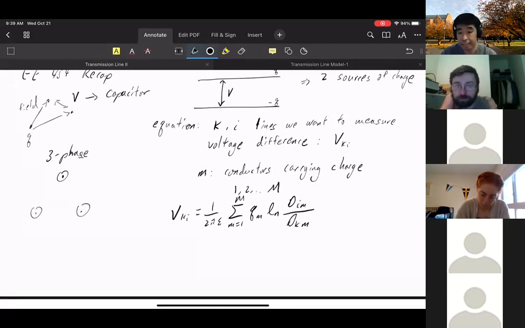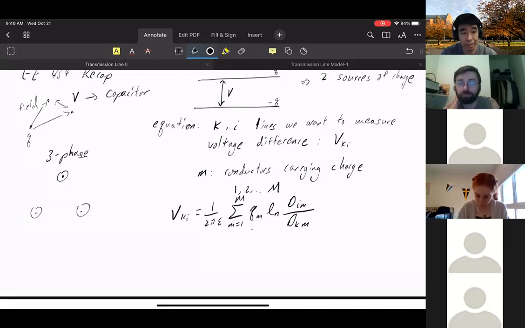This is the equation we have. If you look at this equation, each individual term is a contribution of the voltage from a particular conductor. Because this is a linear system, we're going to sum all of this. Okay, so that's the equation we have.